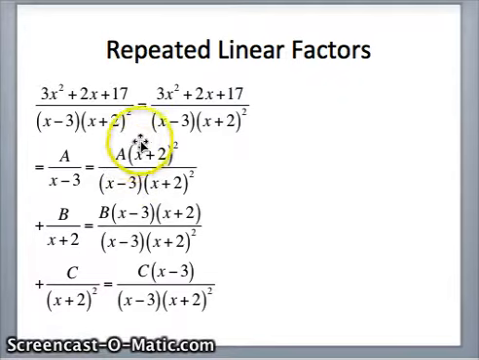Notice if you reduce these fractions, the x plus 2 squared is leaving A over x minus 3. That's what we started with. One of the x plus 2's divides out. One of the x minus 3's divides out. So B over x plus 2 is what's left here. X minus 3 divides out. C over x plus 2 squared is what's left for this third fraction.